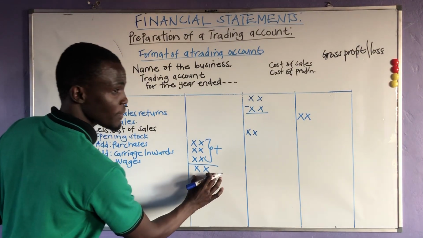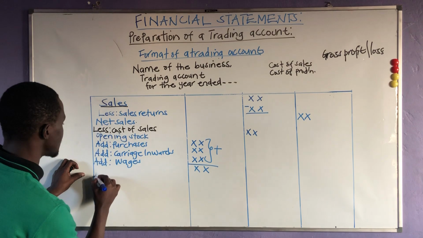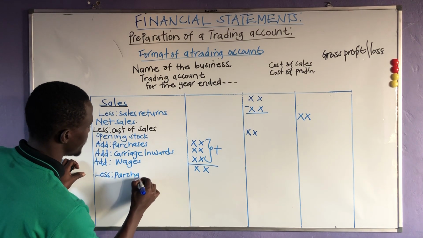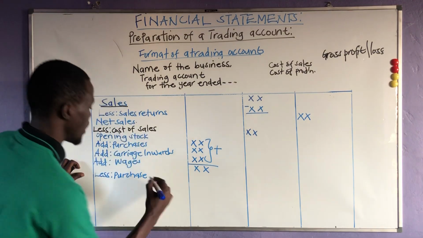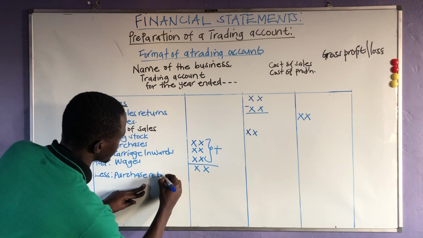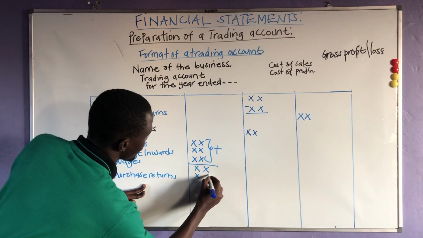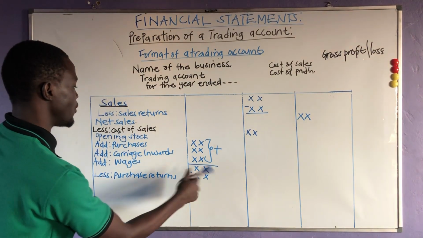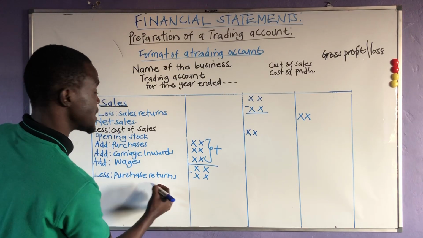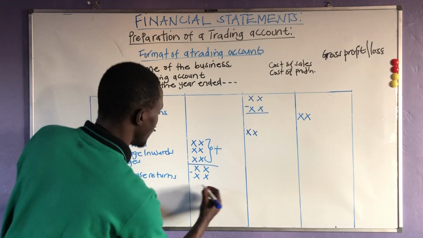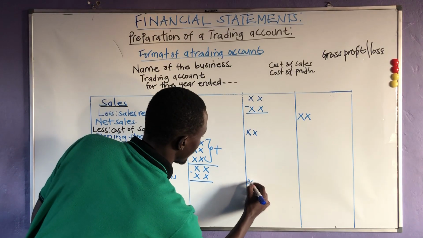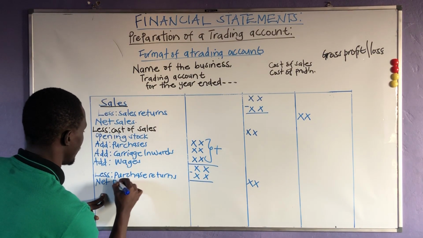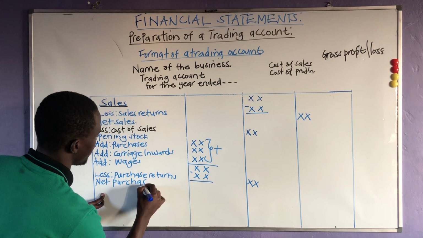So these are total expenses, so total purchases. So we less purchase returns. They are called purchase returns or returns outwards. So you less them from here. So when you take total purchases minus purchase returns, we get what we call net purchases. Net purchases here.